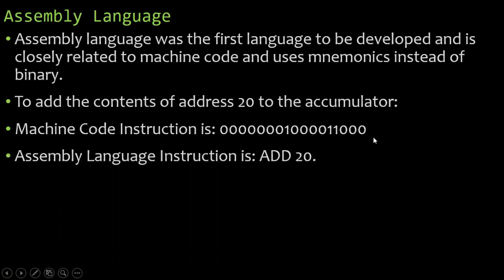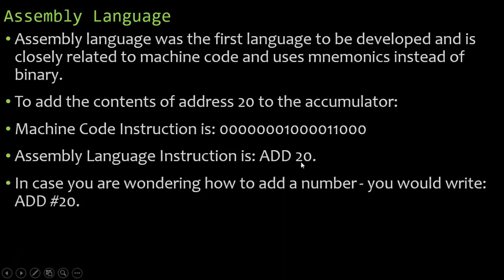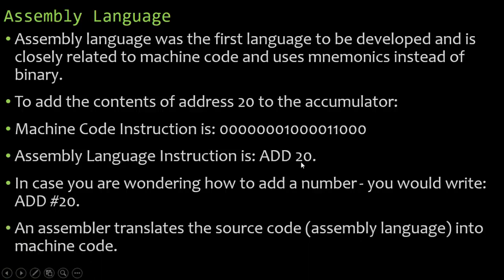For the assembly language instruction, we simply do this. Add 20. That is so much easier to understand. Now, in case you are wondering how to add a number, you would write add number 20. An assembler translates the source code, which is the assembly language, into machine code for us. So if we want to add the number 20, we have to use this number sign. If we have just add 20, that would be add address 20, which we'll talk about later.